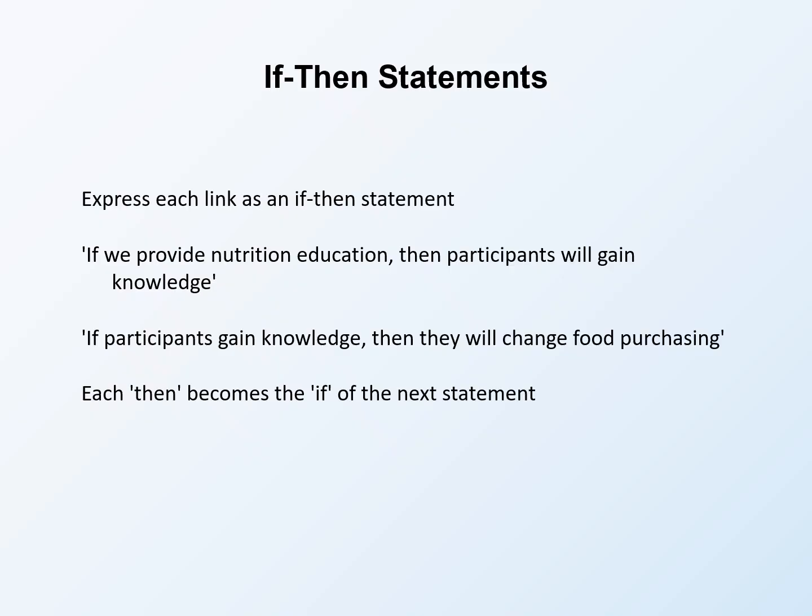A useful technique is to express each link in the chain as an if-then statement. If we provide nutrition education, then participants will gain knowledge about healthy eating. If participants gain knowledge, then they will change their food purchasing behaviors. If they change food purchasing, then they will consume healthier diets. If they consume healthier diets, then they will lose weight. If they lose weight, then diabetes risk will decrease.